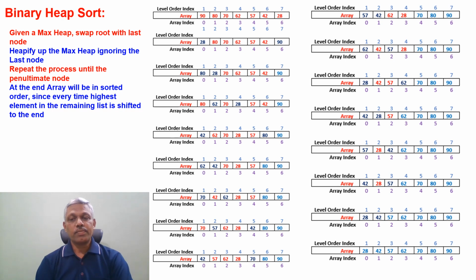Again, we need to swap the root node with the last element. 57 is swapped with 42. So 42 is the root node, 28 is a child. So heap condition is satisfied. Again, we need to swap the root node with the last node, 42 and 28. After swapping, 28 comes first, 42 goes next. At this point of time, the entire array is in sorted order. This is how it works.